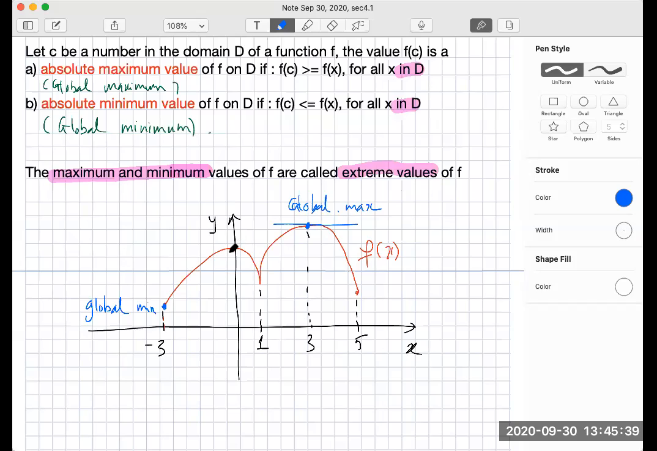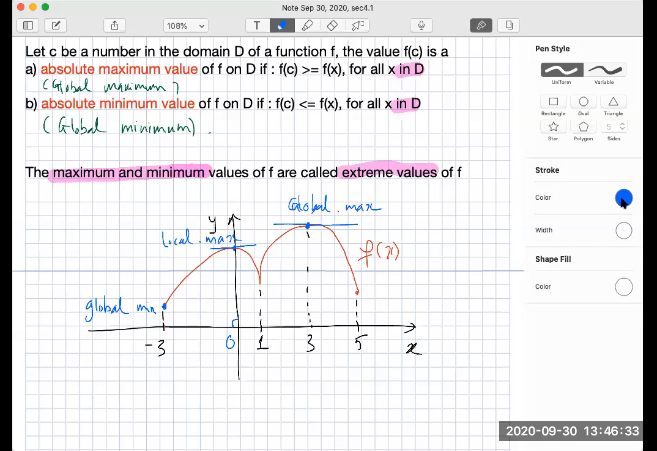And how about this point, let us call it right here, at 0. So from the interval from -3 to 1, what is the maximum value of this function on this interval? At 0, right? But it is the maximum only in this local area near this position. So we call it a local maximum of the function f on the interval from -3 to 1. Okay.